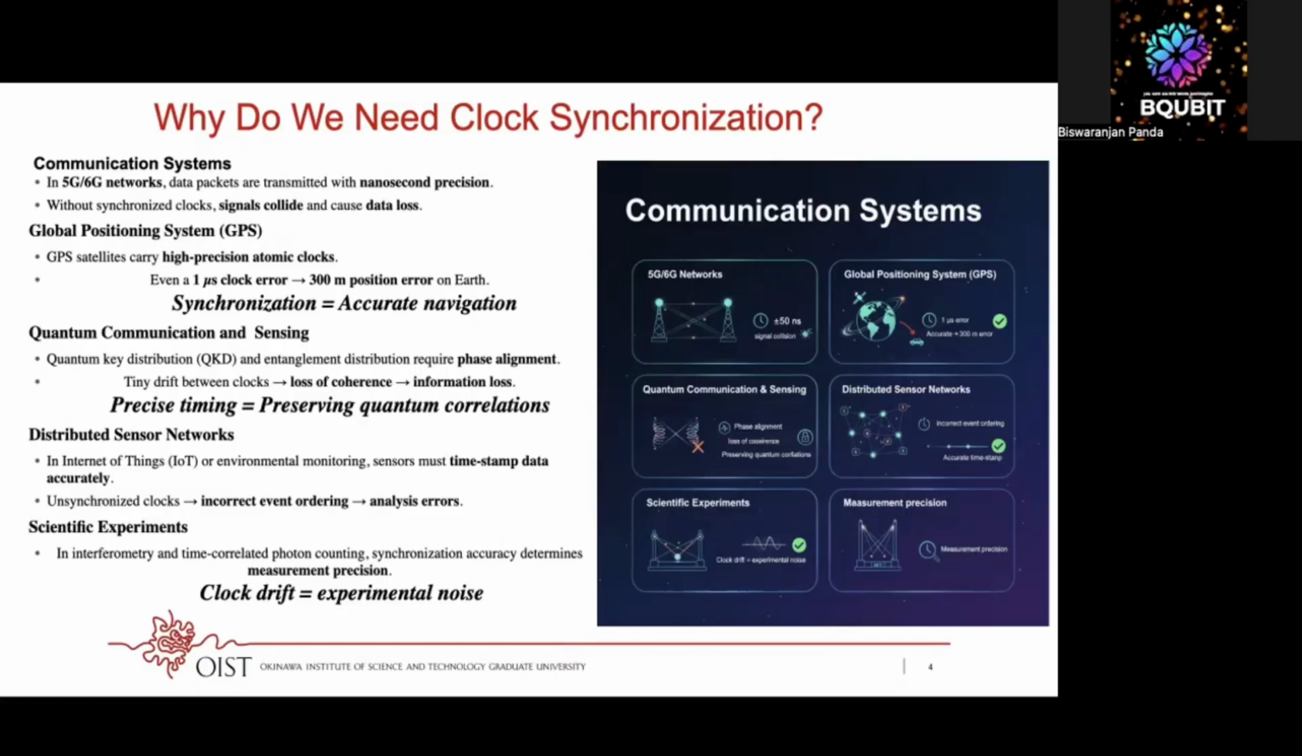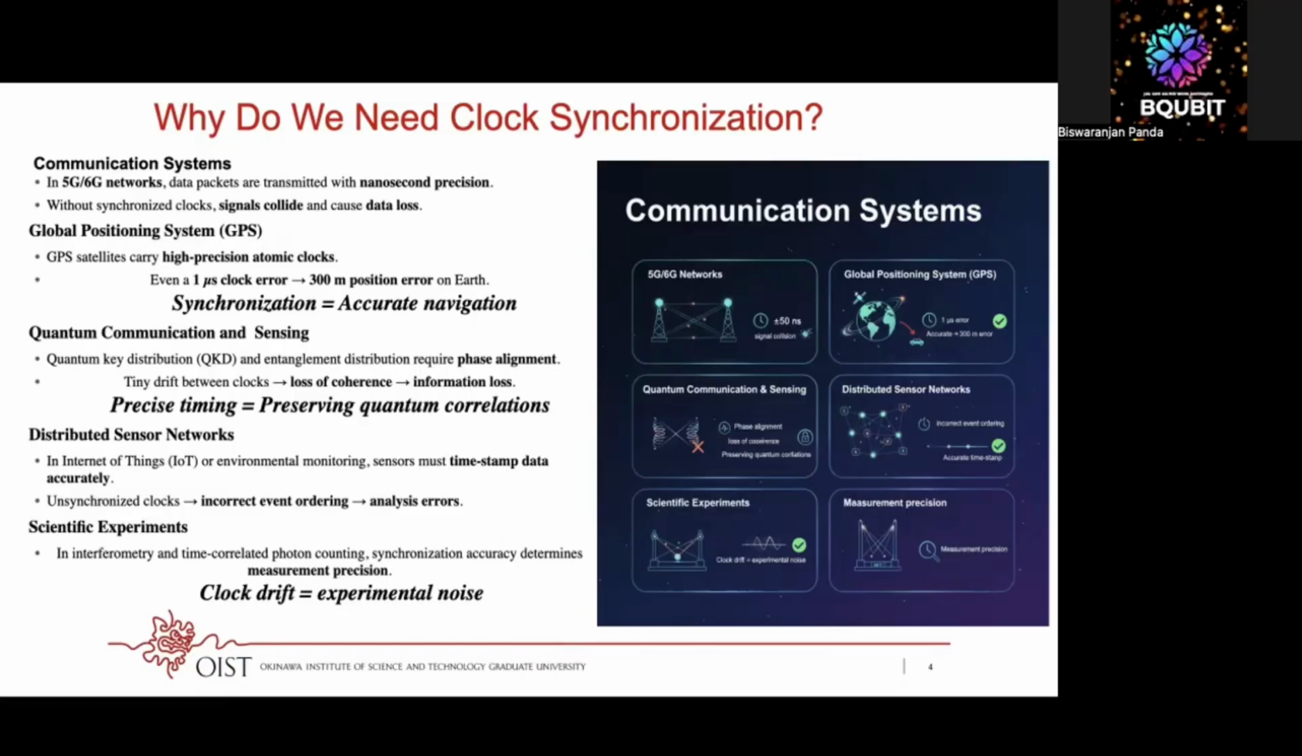Next we'll see distributed sensor networks. In our Internet of Things, where environmental monitoring sensors timestamp data, unsynchronized clocks imply incorrect event ordering, which leads to analysis errors, as I mentioned before, right?